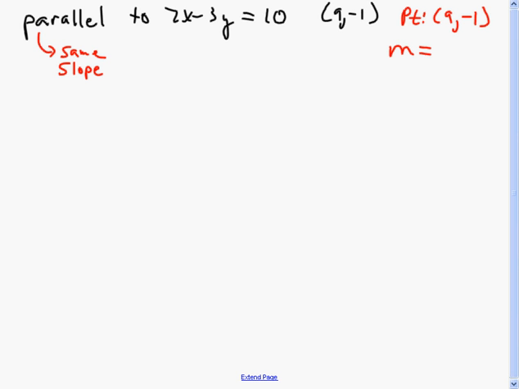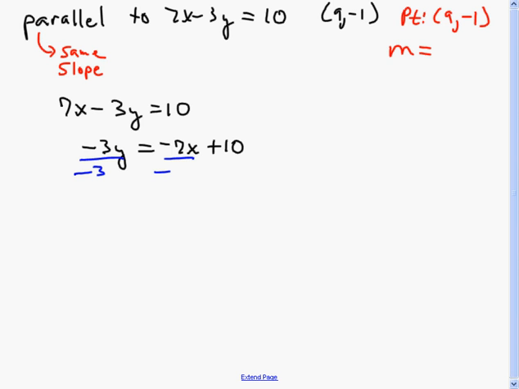To do that, I got to find the slope of the line that they gave me. So rewrite it down here a little bit nicer. 7x minus 3y equal to 10. Put that in slope-intercept form. That's going to be negative 3y is equal to, going to move that positive 7x over, becomes a negative 7x, plus 10. And then I'm going to divide everything through by negative 3. And that gives me that y is equal to a negative divided by a negative, which is a positive. So this is positive 7 over 3 x, and then minus 10/3.